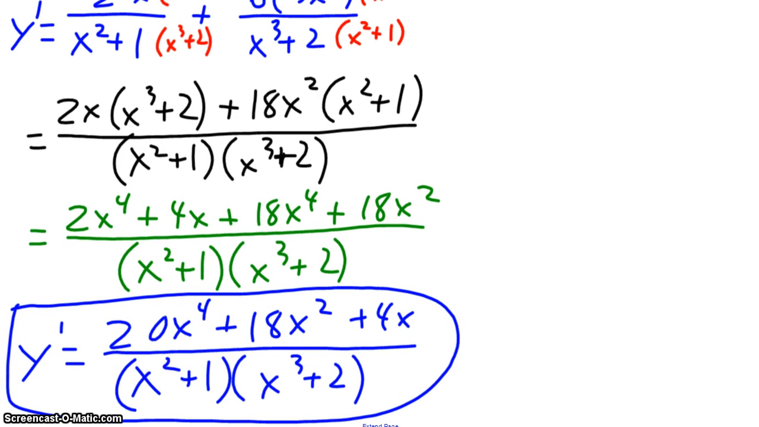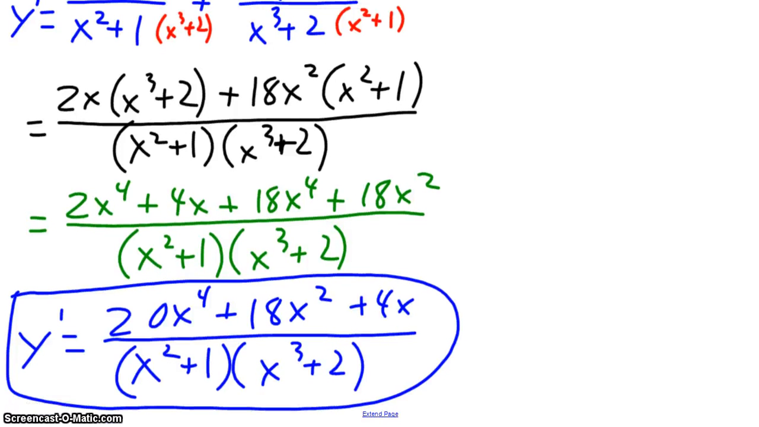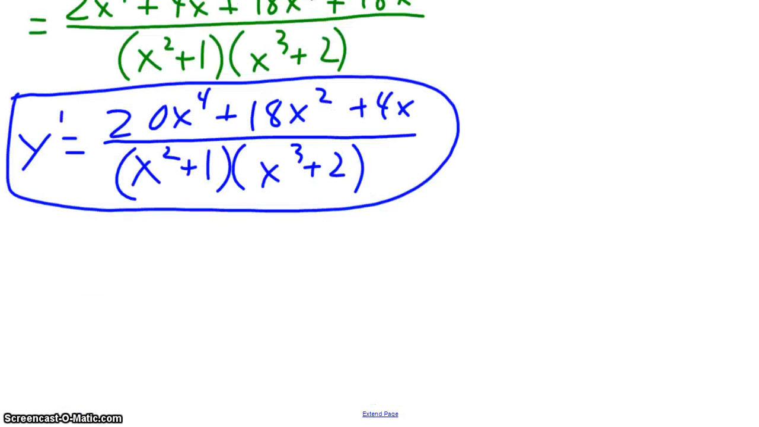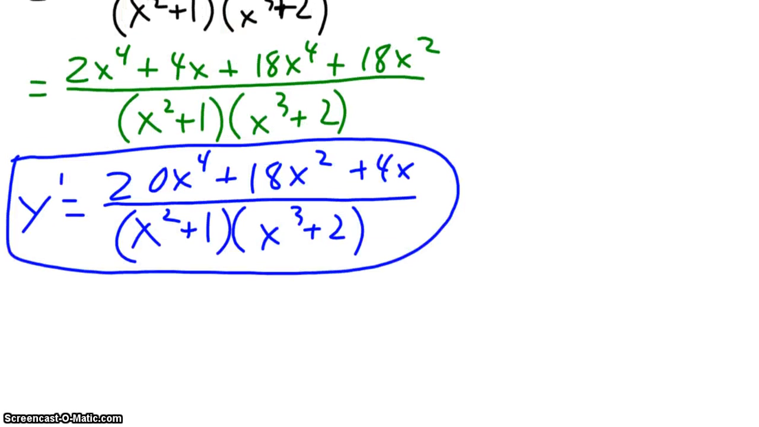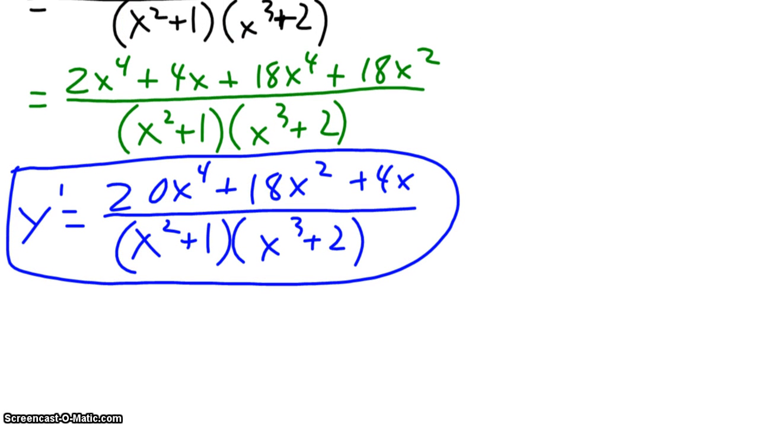Now the rest of the process is similar to what I did before, but again it's a little bit easier because I don't have to worry about factoring something out in this case. So I distributed the 2x to the x cubed plus 2, and I get 2x to the 4th plus 4x. I distribute the 18x squared to the x squared plus 1, and I get 18x to the 4th plus 18x squared. Combine like terms, and I end up with the same derivative of y prime equals 20x to the 4th plus 18x squared plus 4x over the quantity x squared plus 1 times the quantity x cubed plus 2.